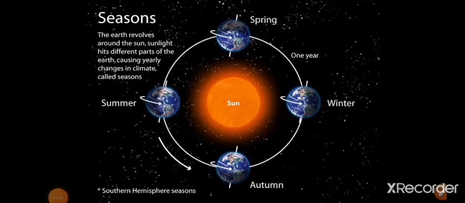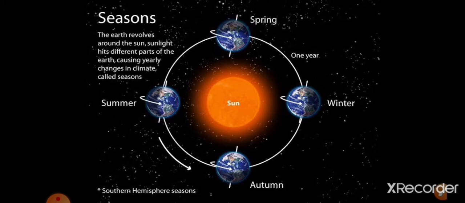So here you can see the path of the earth is not elliptical in this picture. Even then you can understand it easily from this picture. These seasons are caused mainly by the earth's inclination, or the tilting of the earth's axis, and the revolution of the earth around the sun. So the earth revolves around the sun. The sunlight hits different parts of the earth, causing yearly changes in climate called seasons. So you can see that.